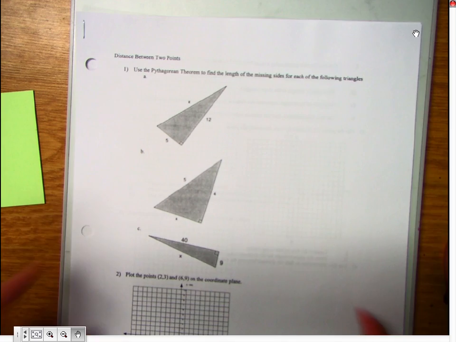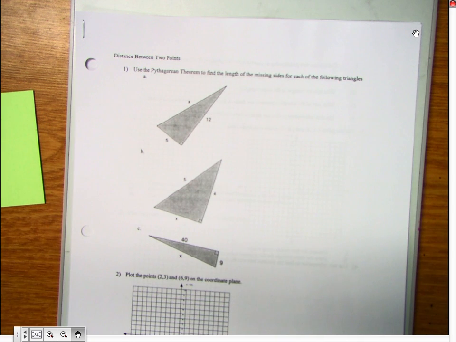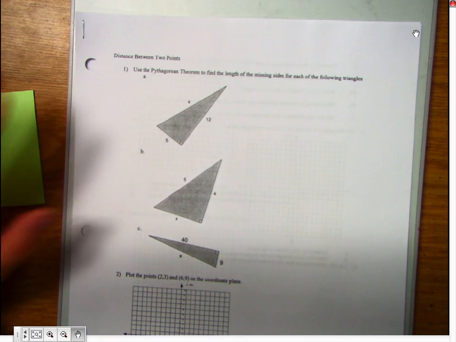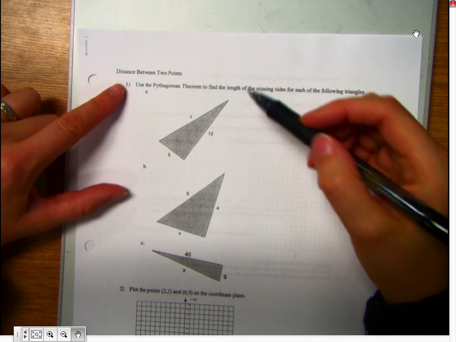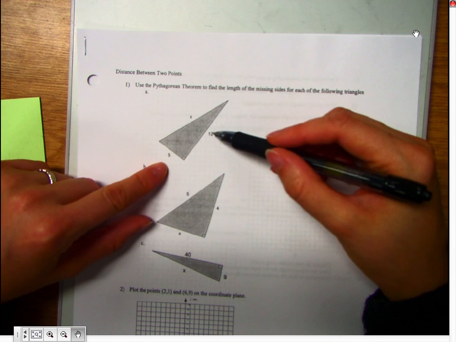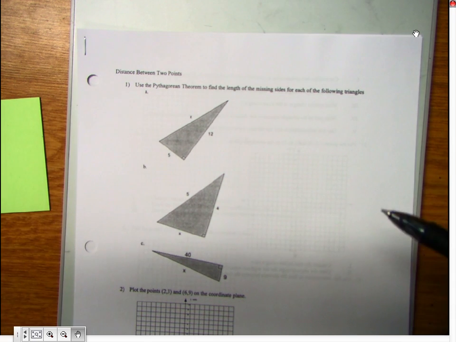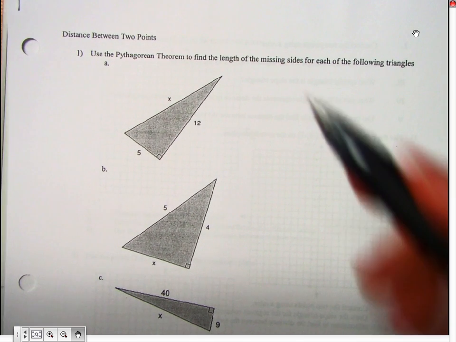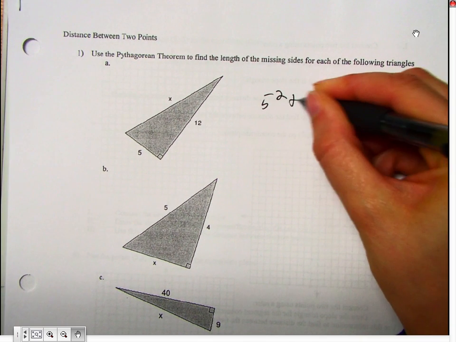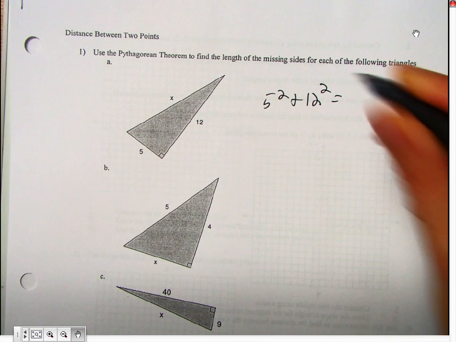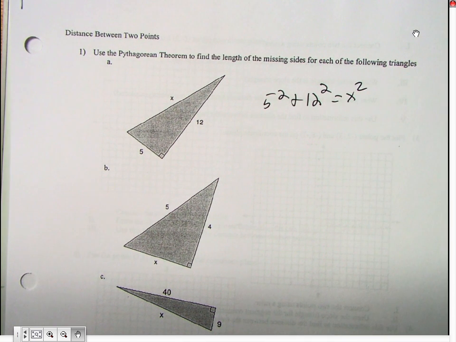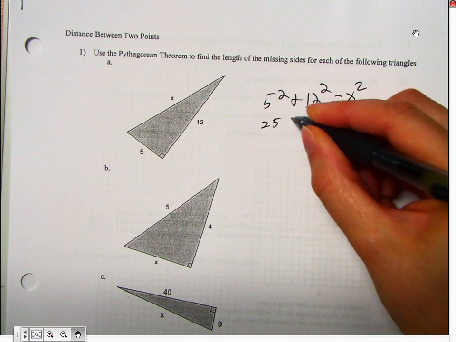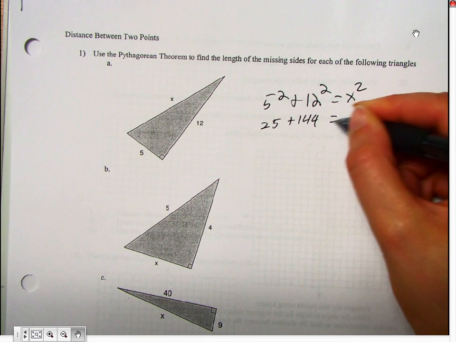The distance formula is all about the Pythagorean theorem. So, we are going to look at some Pythagorean theorems. All right, we've got a triangle here where we've got 5, 12, and x. So how am I going to set this up for Pythagorean theorem, guys? Let me zoom in a little. 5 squared plus 12 squared equals c squared, and in this case, c is x. Okay, so we get 25 plus 144 equals x squared.